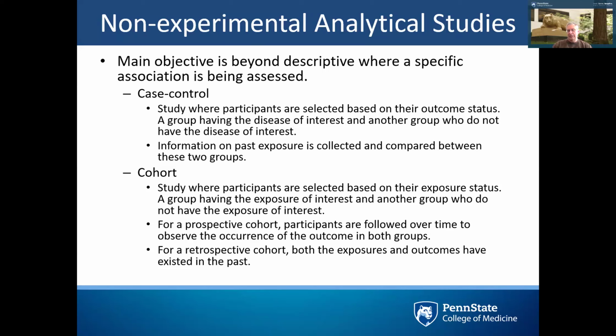As opposed to a cohort study, where participants are selected based on their exposure status. So you have a group having the exposure of interest and another group who does not have that exposure of interest, and you follow them over time. So for a prospective cohort, participants are followed over time to observe the occurrence of an outcome in each of the groups. And a retrospective cohort, it's a similar idea, except the data has already been collected.